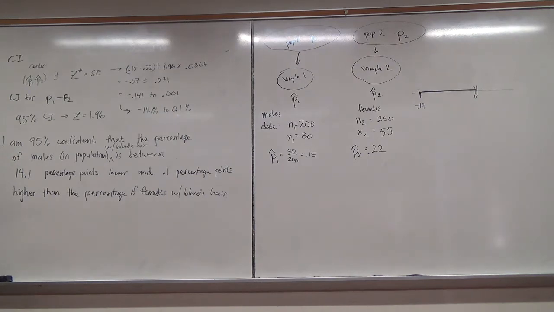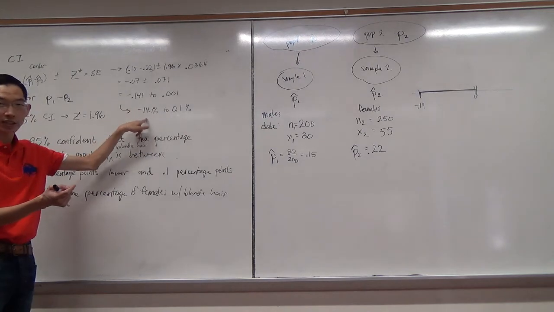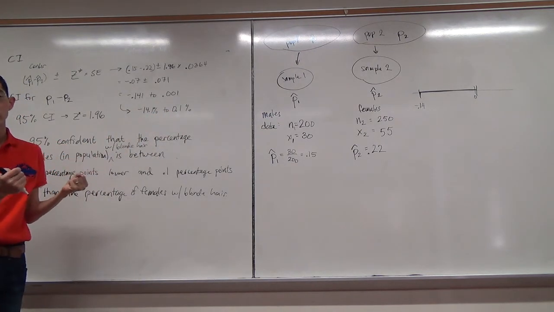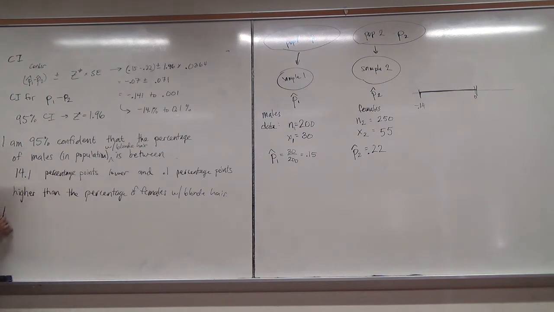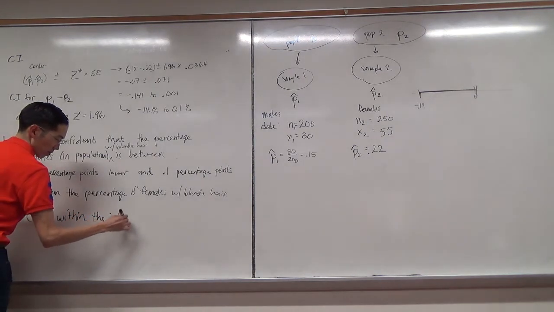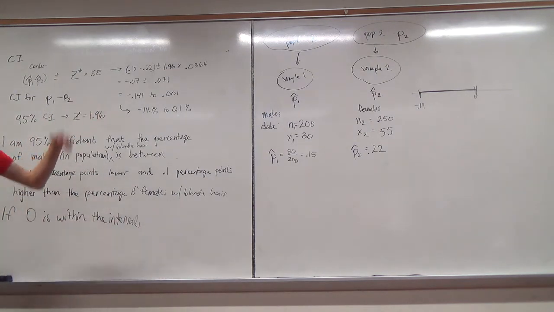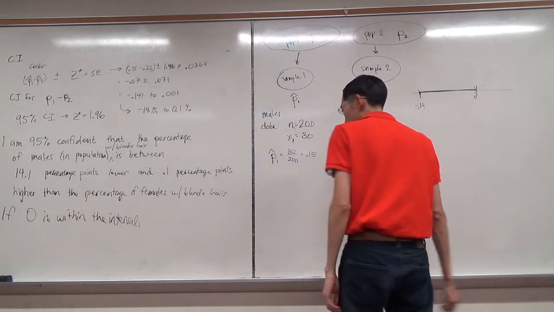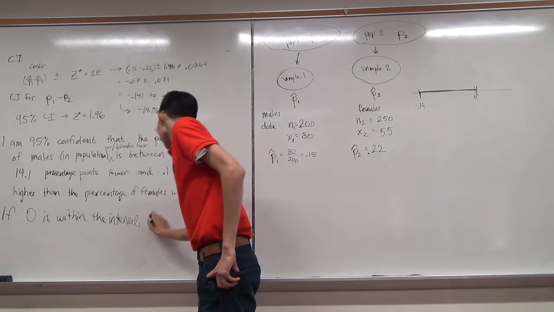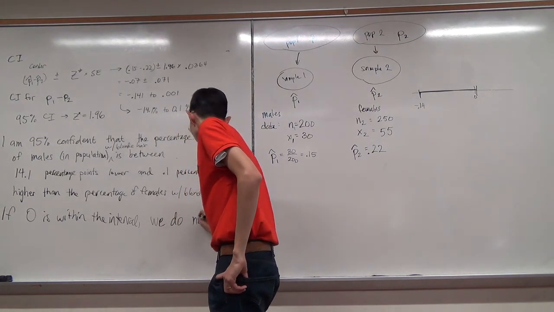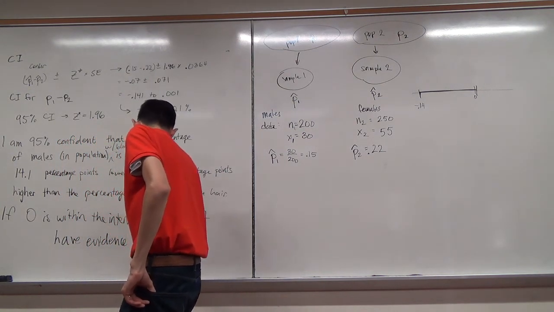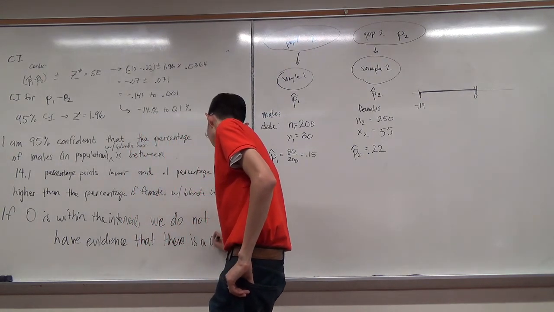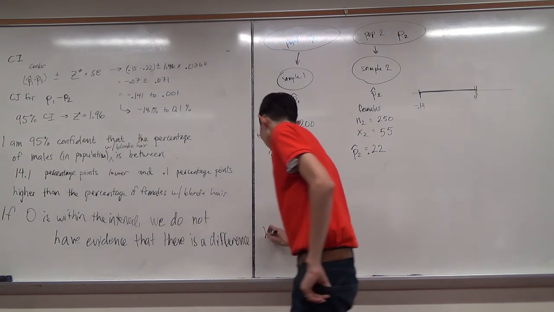But the general rule is that if zero is in between the ends of the interval, which it is here because we got a negative side here and a positive side over here, if zero is within your interval, you do not have evidence that there's a difference in the percentages. So if zero is within the interval, that means one side of the interval is negative and the other side is positive. If zero is within the interval, we do not have evidence that there is a difference between the percentages in the population.